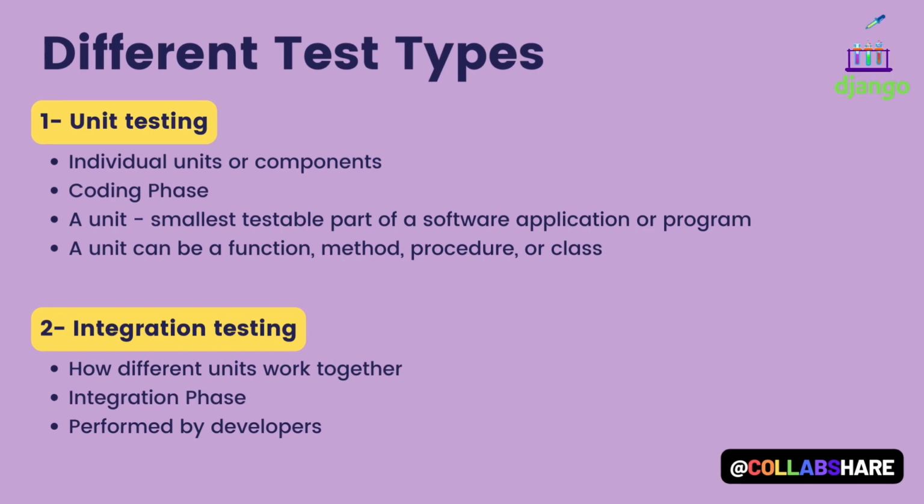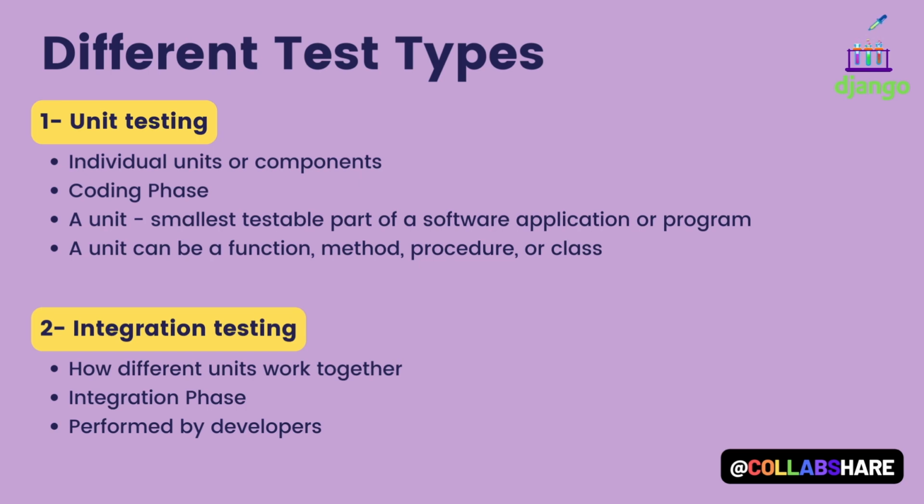During software development, there are several types of tests that can be performed to ensure that the software is functioning correctly and meeting the requirements of the stakeholders. Here are some common types of tests that can be performed during different stages of the development cycle. The first one is unit testing.